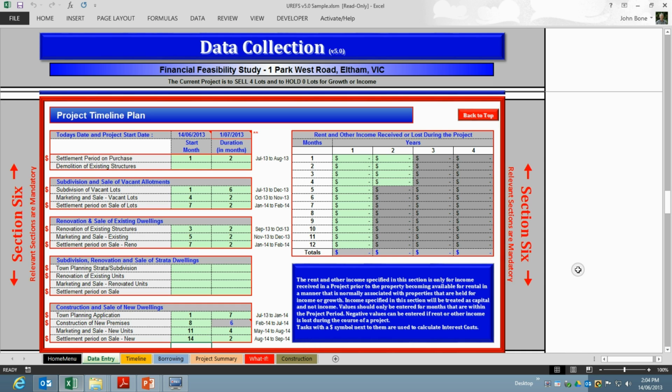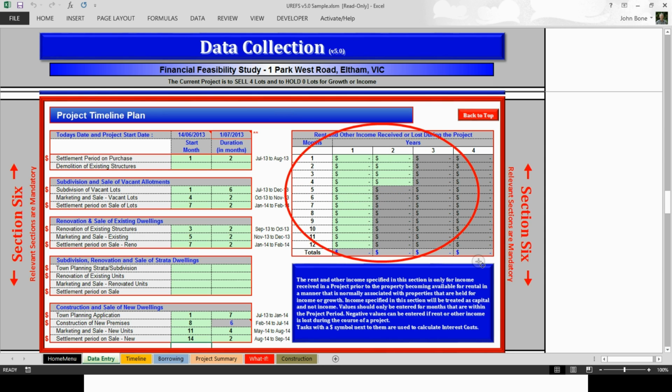While that completes the important aspect of the project's timeline plan, there is another section on the right-hand side of the screen which relates specifically to the rent and other income and expenses that you receive or lose during the course of a project.